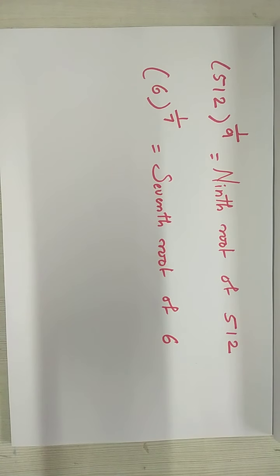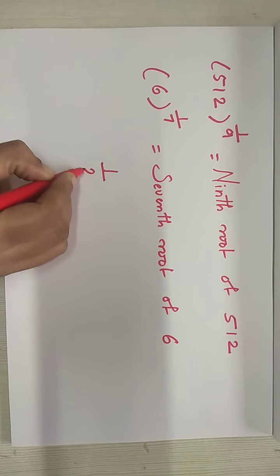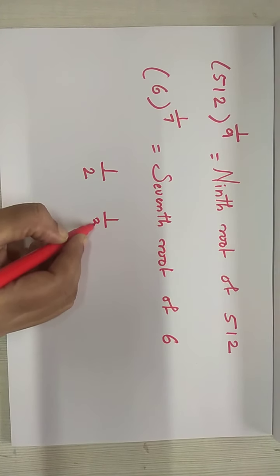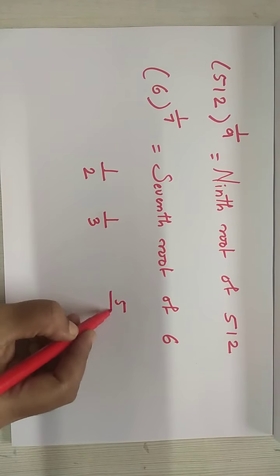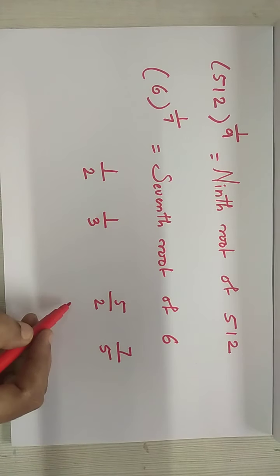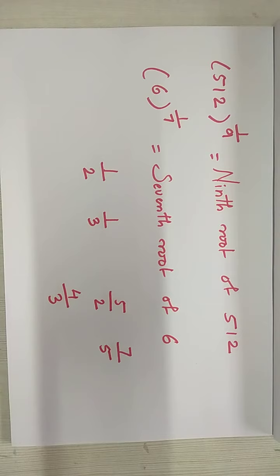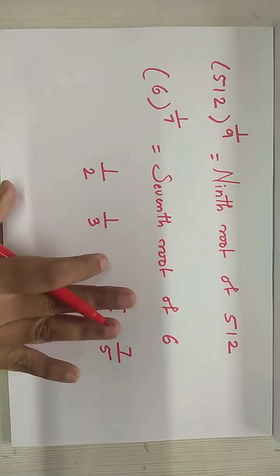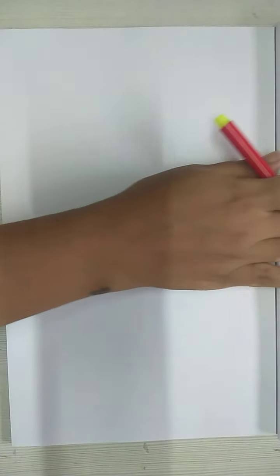Now after this we'll be learning more index forms. Till now we learned index forms like 1 upon 2, 1 upon 3. Now we'll be learning index forms like 5 upon 2 or 7 upon 5 or 4 upon 3. This kind of powers we'll learn now. Okay, we'll see what is the meaning of this kind of powers. Okay, now let's take an example again.